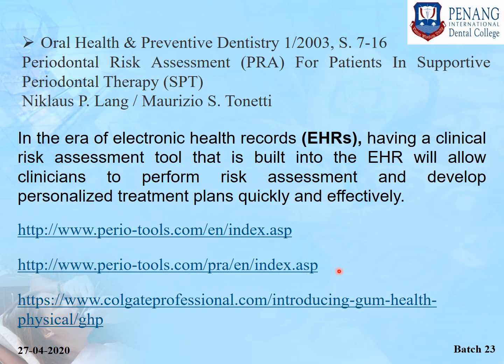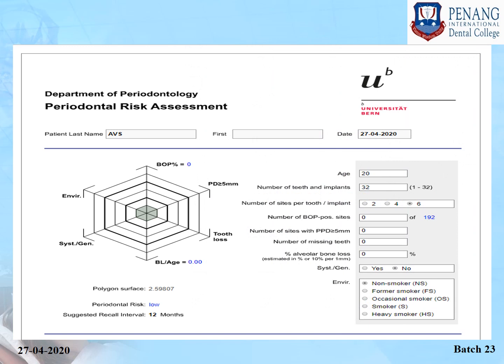This website address is free of cost, so you can always use this and can give a printout to the patient for patient education also. So here you have to enter the patient's name, here the date, then comes the age of the patient. The number of teeth and implants present in patient's mouth has to be entered, and the number of sites per tooth or implant which you are going to inspect has to be entered. It can be 2, 4, 6.